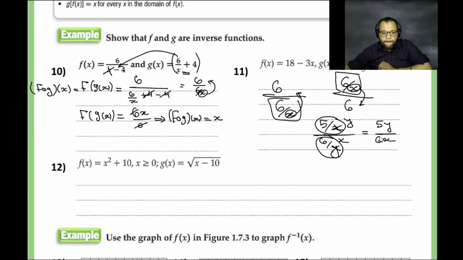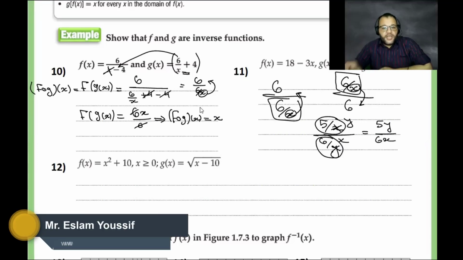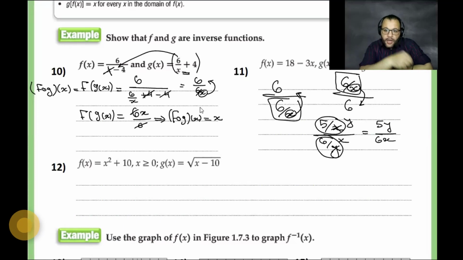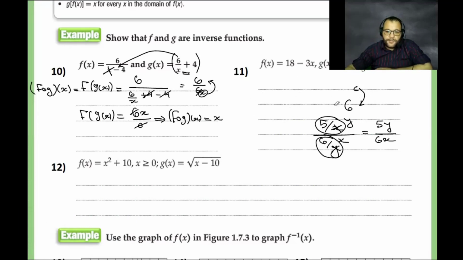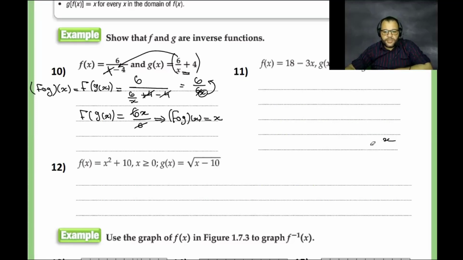Sir, do we also find g o f? I said, if you want to find f o g, you will find that the answer is x. If you find g o f, you will also find x. Before solving, you need to decide which one of them you need to find. If you need me to check this one, no problem. When you find that one of them is x, just one is enough.